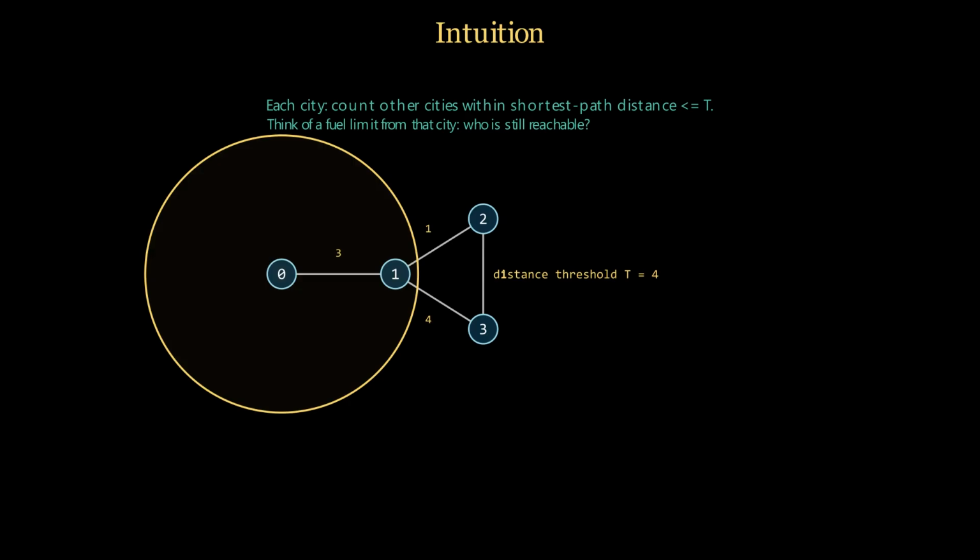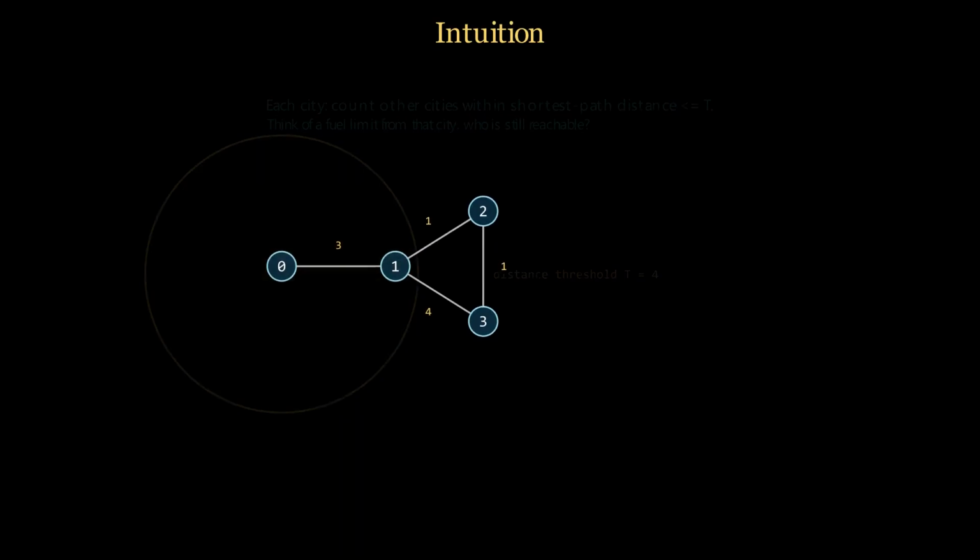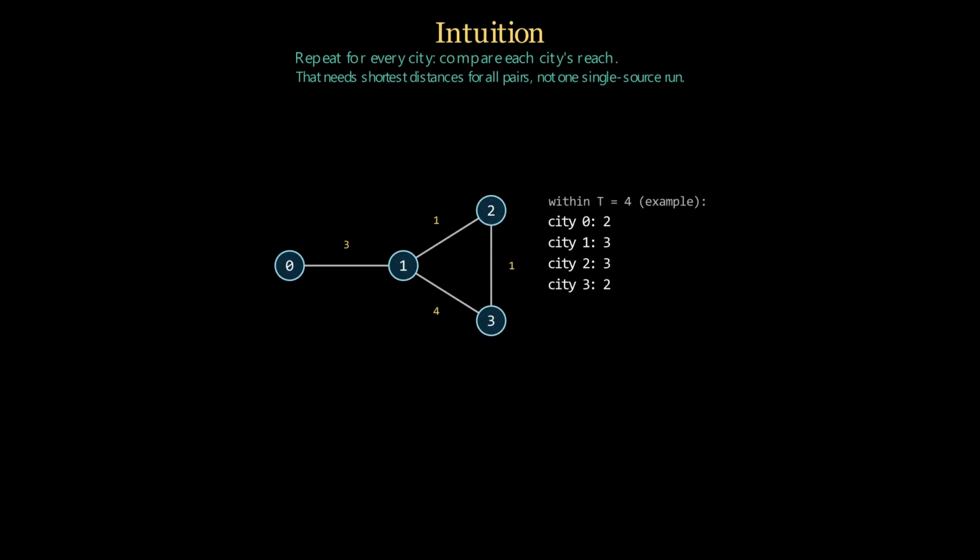Fix one city and a distance cap. Along shortest paths, only cities within that cap count as neighbors. It is like a range limit: who is still inside the bubble? So the mindset shifts from one shortest path tree to a full distance map. For each source city, you count how many destinations fall under the threshold, using those shortest distances.